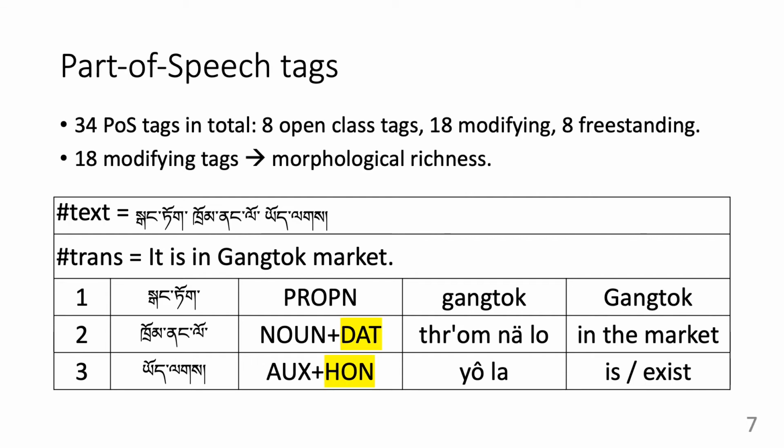As for part-of-speech tags, we developed 34 POS tags in total: 8 open class tags, 18 modifying tags, and 8 freestanding tags in the closed class category. The richness of modifying tags indicates that Drenjongke is a morphologically rich language. It has many functional, mostly monosyllabic morphemes, which can be attached to a noun or verb or other element and add some meaning, such as the dative or honorific morpheme in the example below.